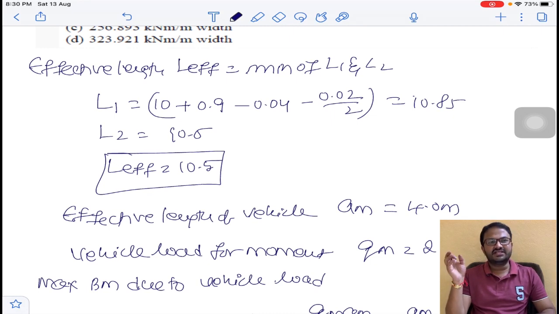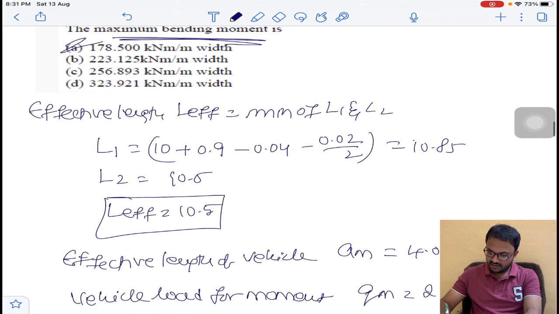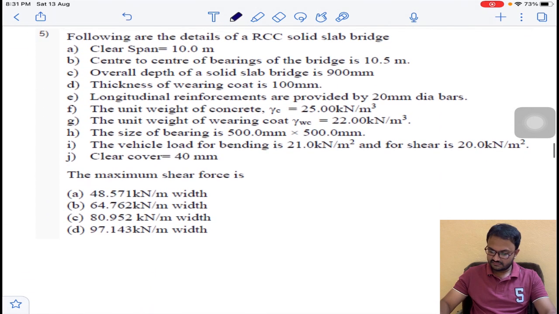So in all the problems it is required to calculate effective length. According to the given data in all the problems, the effective length is the minimum of L1 and L2. L1 can be calculated by taking the summation of clear span plus total depth, by neglecting clear cover and half of the diameter. Okay, so I will not explain this calculation of L1 again. So now you can go to the next problem. For this question, option A is the answer.